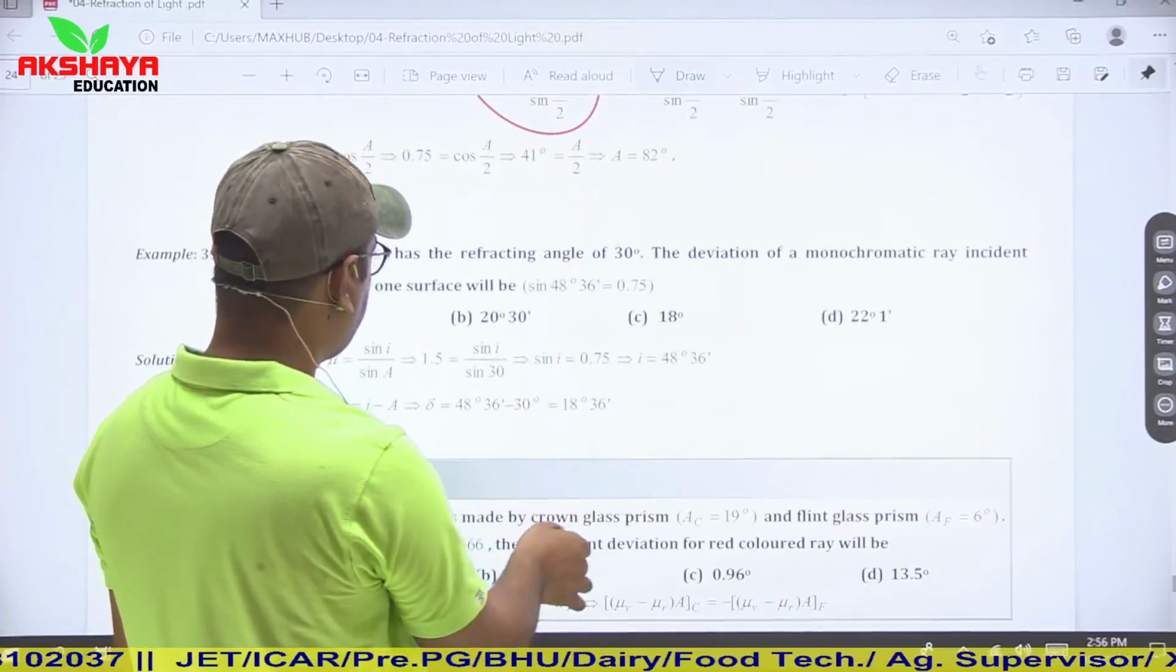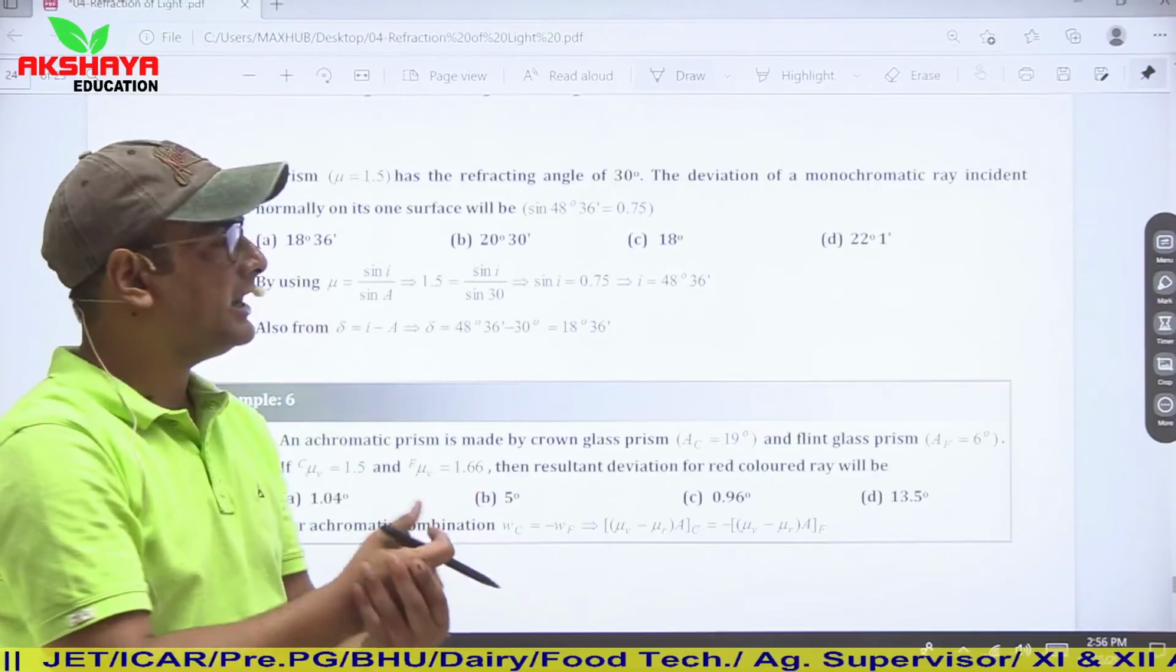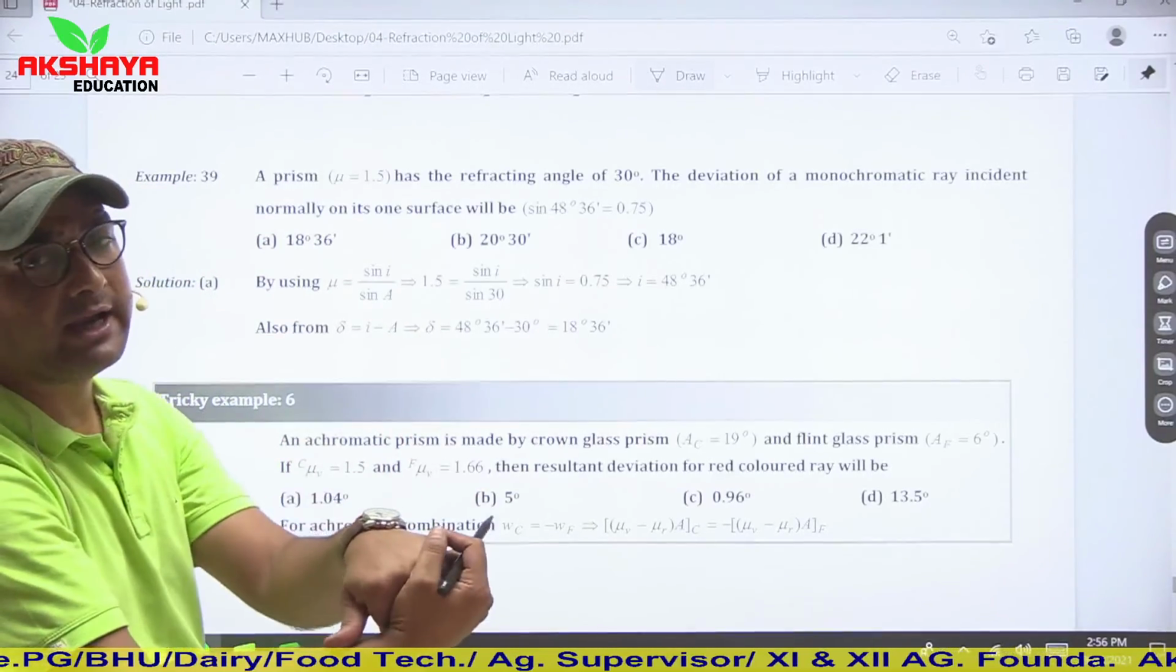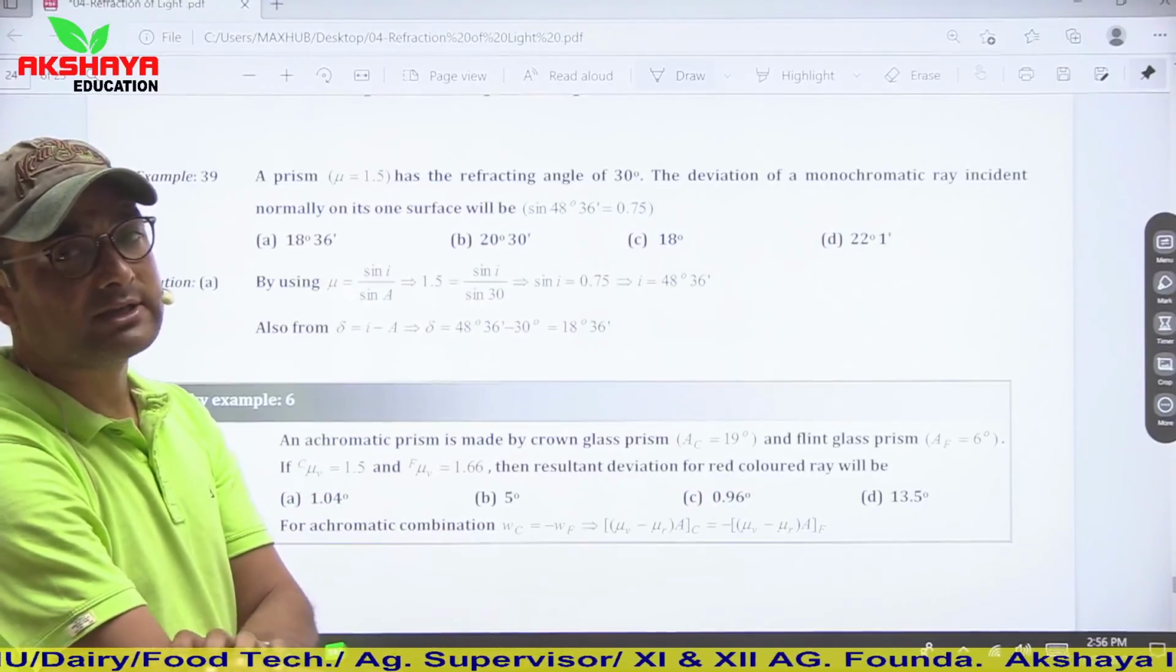So students, these are some patterns of questions based on it. You can attempt these questions. These are very easy questions. So that's it from refraction of light through prism and curved surfaces.